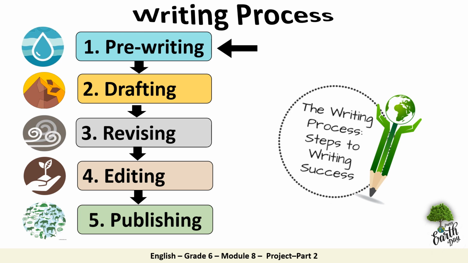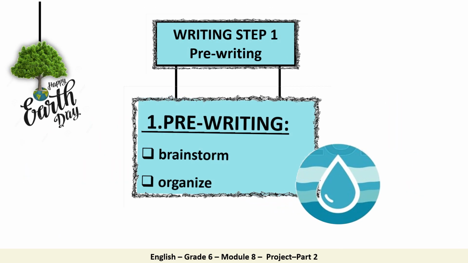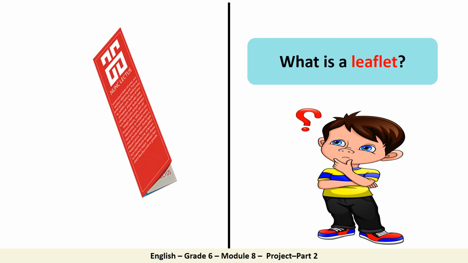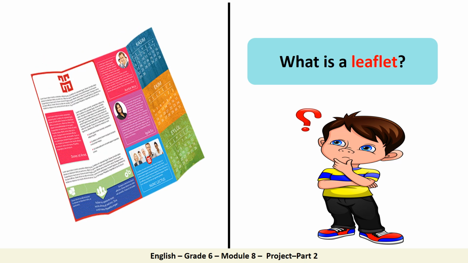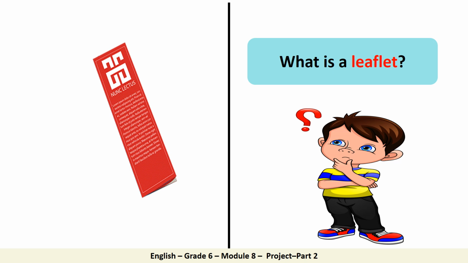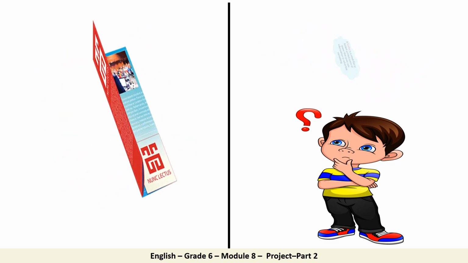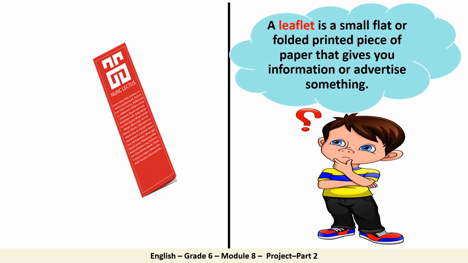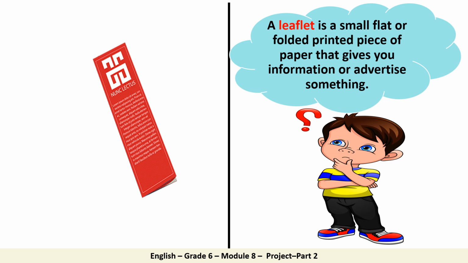Let's get started with the first step, which is pre-writing. In this step, you're thinking of your topic. In other words, you're brainstorming and organizing ideas. But before we start brainstorming, I'd like you to think about what is a leaflet. Perfect. It's a small flat or folded printed piece of paper that gives you information or advertise something.